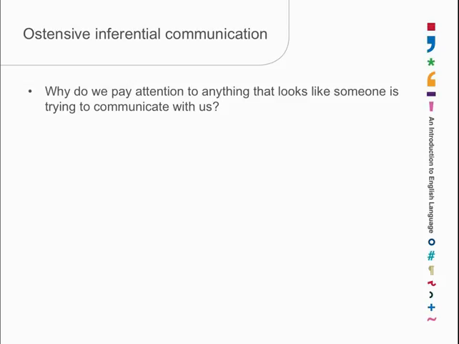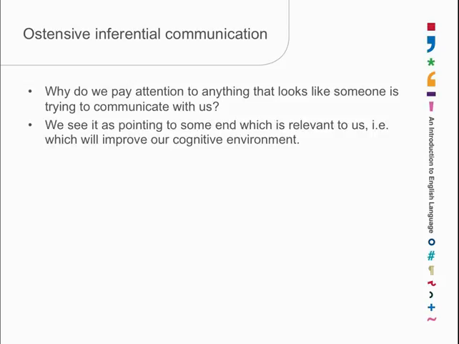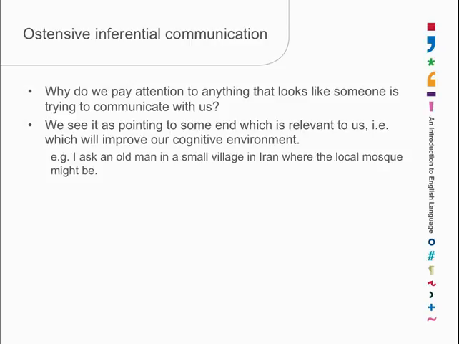We're constantly on the lookout for anything that looks as though it is communicating with us. We make assumptions about that. We see it as pointing to some end. So someone is saying something, and we think immediately, oh, this must be relevant to us. In other words, it will improve our cognitive environment. Because we're curiosity driven, that's how we do our focusing on the communication of other people.